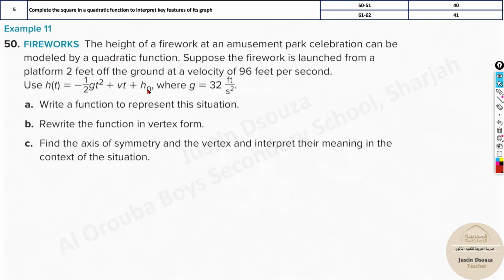First of all, let's understand what's the question. It's about fireworks. The height of a firework at an amusement park celebration can be modeled by a quadratic function.